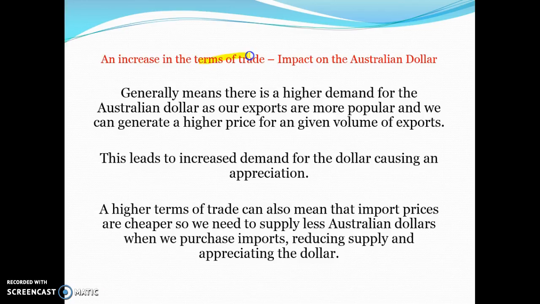An increase in the terms of trade impact on the Australian dollar means there's a higher demand for the Australian dollar as our exports are more popular and we receive a higher price. So they're converting more of their currency into ours when they buy our products. This will lead to an appreciation of the dollar because there's more demand for the Australian dollar. A higher terms of trade can also mean import prices are cheaper, so we might be supplying less of the Australian dollar. So there's more demand, potentially less supply, and that can help to appreciate the dollar. So the dollar would go up.